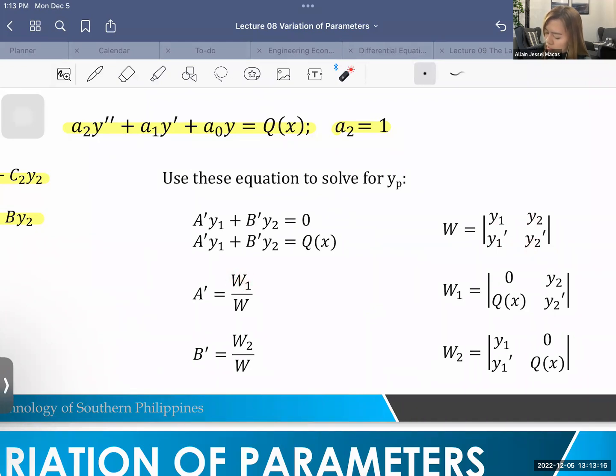For W1, which is related to your A prime, you just replace a column with this part: 0 and then Q of X. That cannot be changed. And then for W2, from your W, Y1 is retained and you replace the second column. Okay, any questions so far?